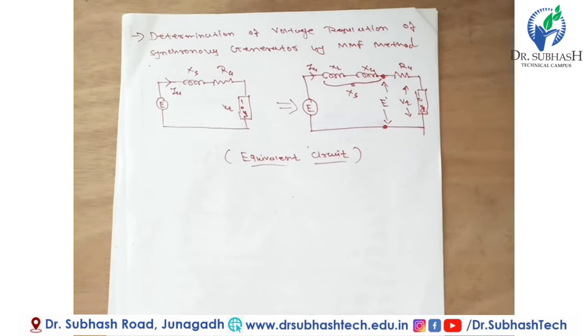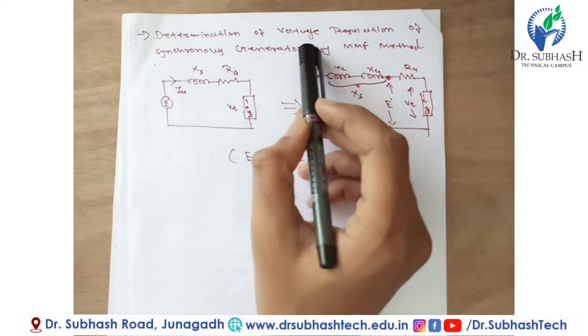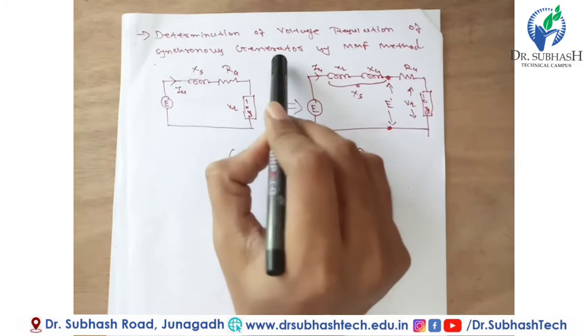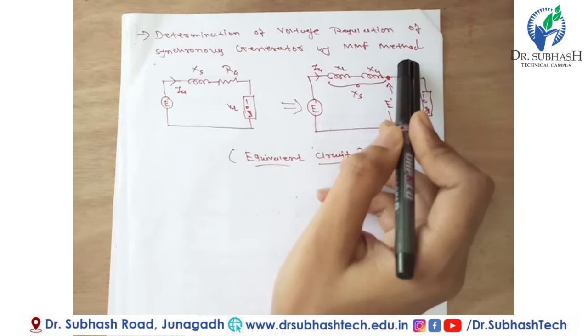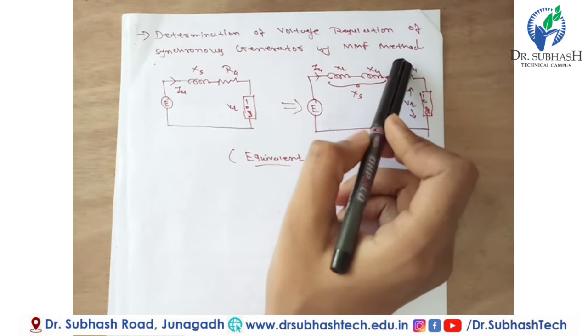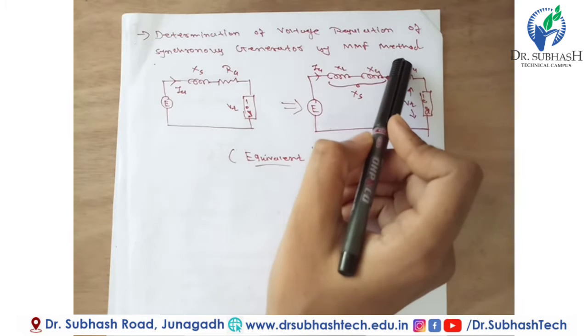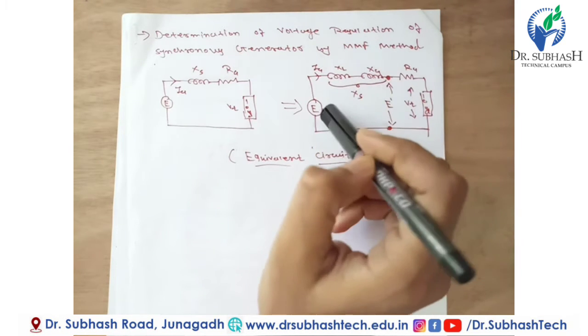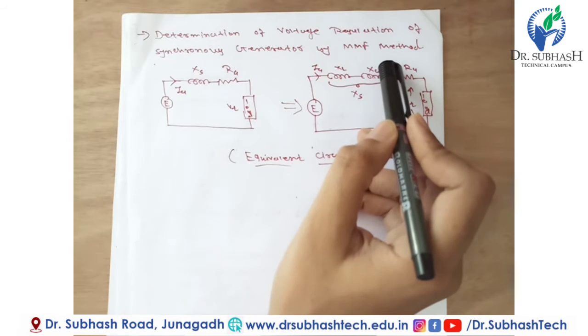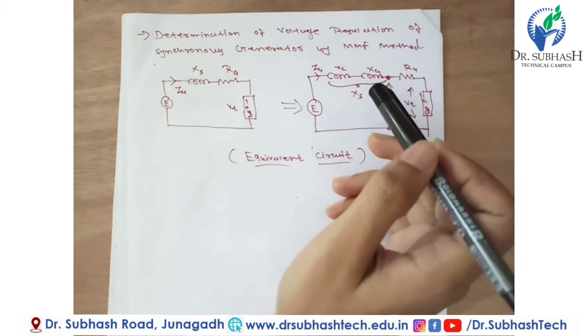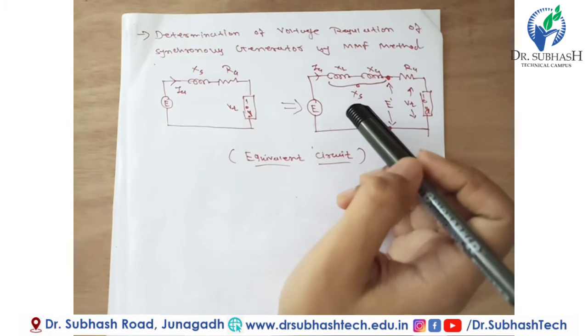Hello everyone. In this video, we discuss the topic of a synchronous machine. We start with the determination of voltage regulation of a synchronous generator by the MMF method. In the previous video lecture, we discussed the EMF method for finding the voltage regulation. Now we discuss the MMF method and ZPF method to find the voltage regulation in this video.